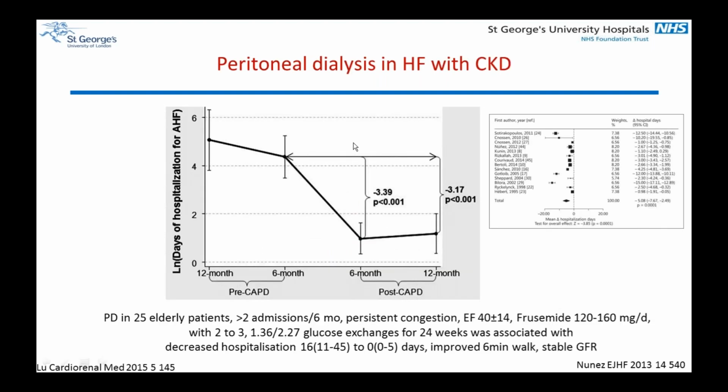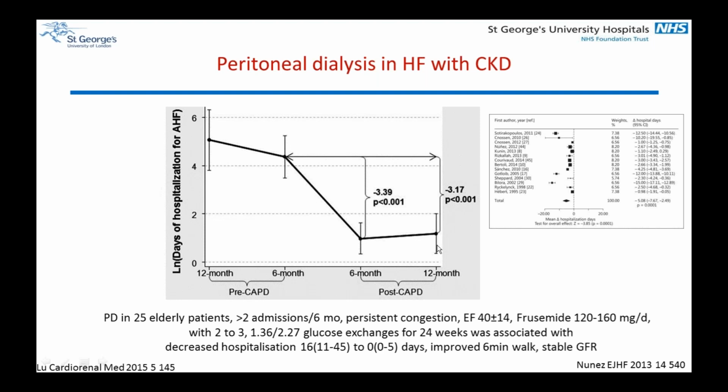The other thing that we as kidney doctors do, we have the option of doing peritoneal dialysis in patients with chronic kidney disease with heart failure. And this is one such study, a very small study with only 25 patients. But one of the things that this study shows is a decrease in days of hospitalization after starting peritoneal dialysis as opposed to before starting peritoneal dialysis. You can see that there is a decrease in the number of hospital admissions.